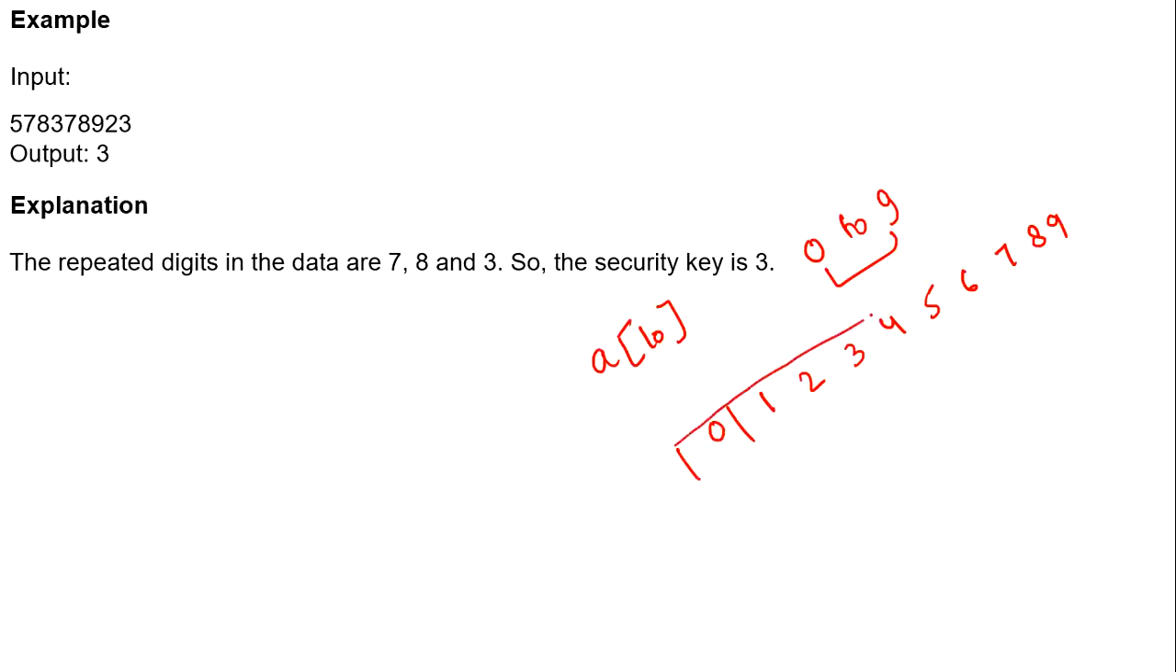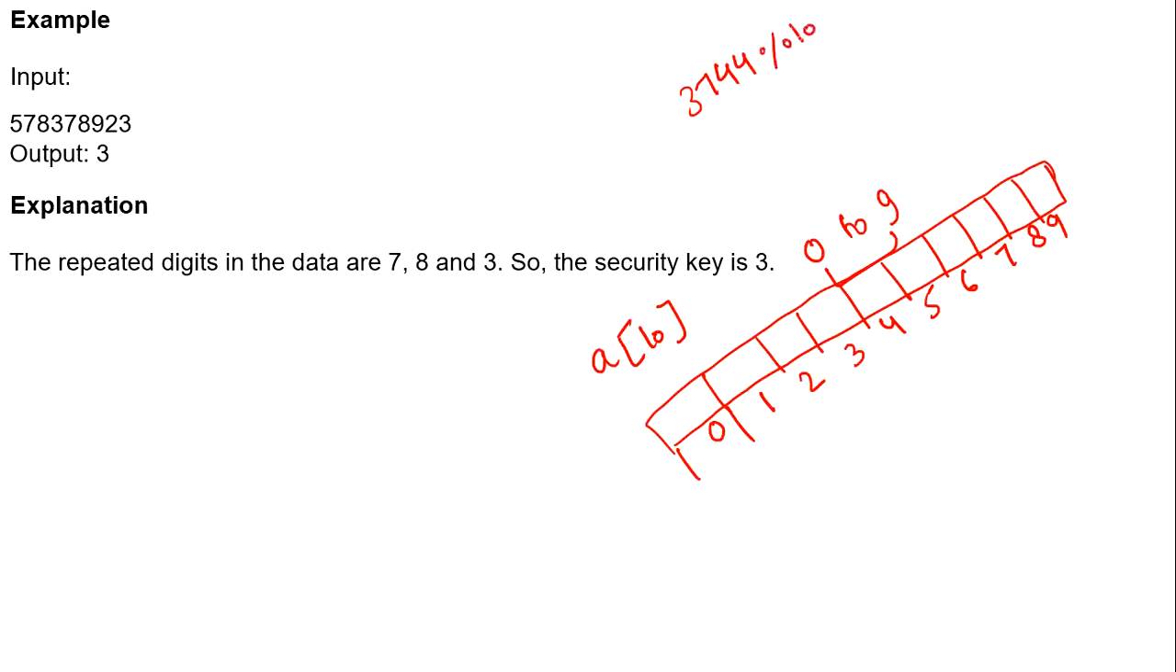Okay, so these are the indexes basically, and this is our array. So 0, 1, 2, 3, 4, 5, 6, 7, 8, 9, like this. Suppose we have this number 3744. So what we will do, we will mod this number by 10, and we will take our array, that is a of n mod 10 plus plus. So initially what is n mod 10?